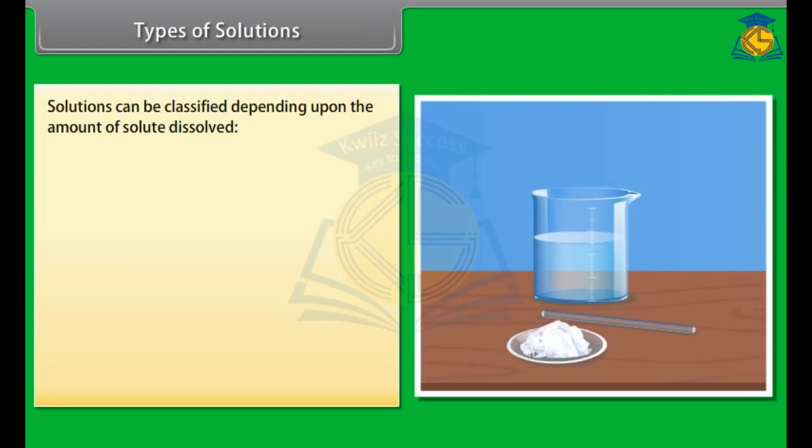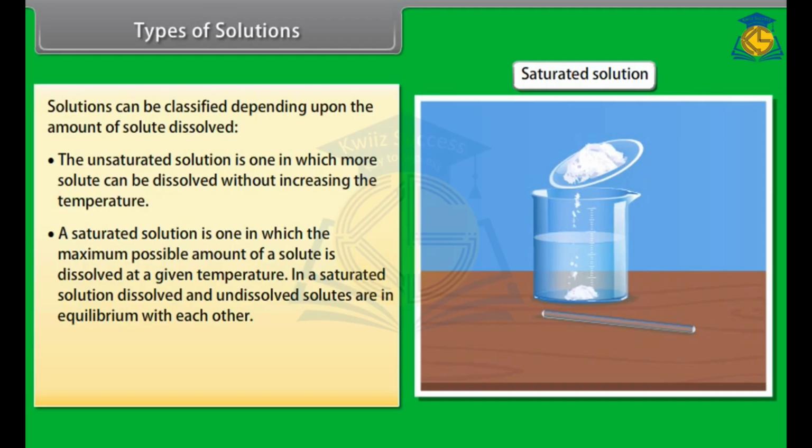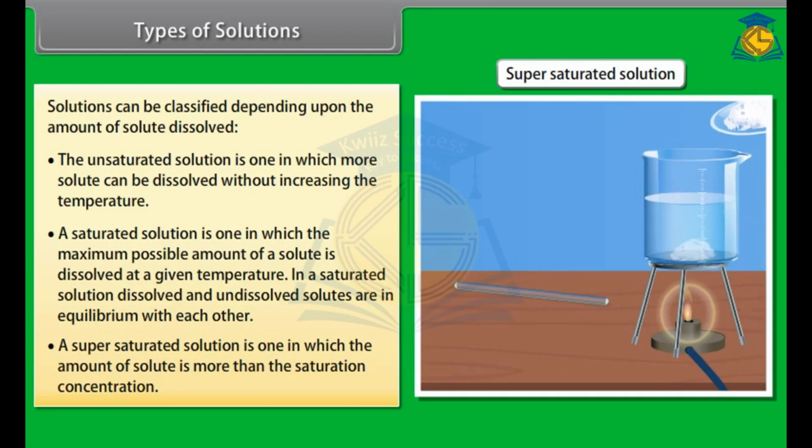Types of solutions. Solutions can be classified depending upon the amount of solute dissolved. An unsaturated solution is one in which more solute can be dissolved without increasing the temperature. A saturated solution is one in which the maximum possible amount of a solute is dissolved at a given temperature. In a saturated solution, dissolved and undissolved solutes are in equilibrium with each other. A supersaturated solution is one in which the amount of solute is more than the saturation concentration.